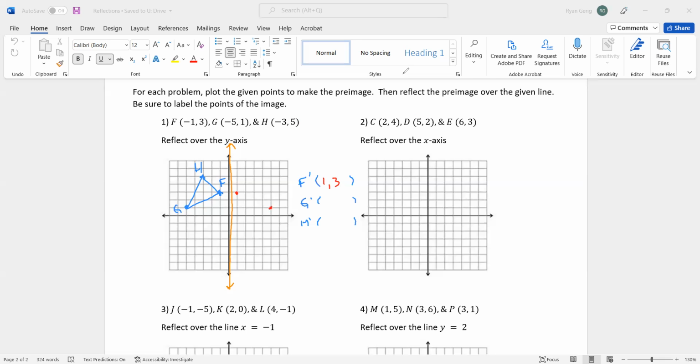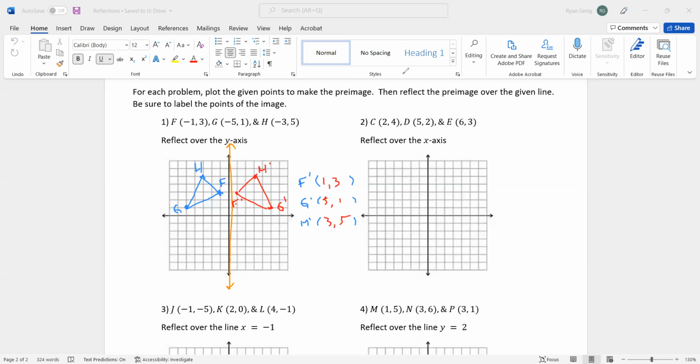And I end up here, and that is the point 5, 1. And then H is 3 units away, so I'm going to go 3 more units, and that is the point 3, 5. We'll go ahead and connect them and label: F prime, G prime, H prime.